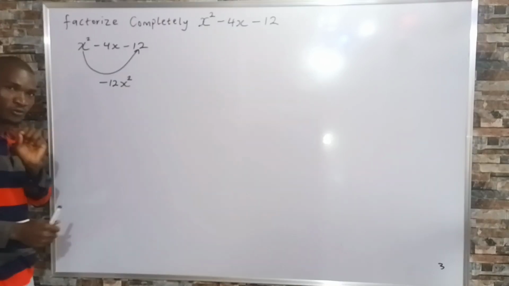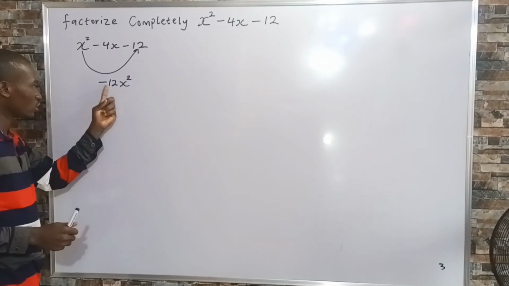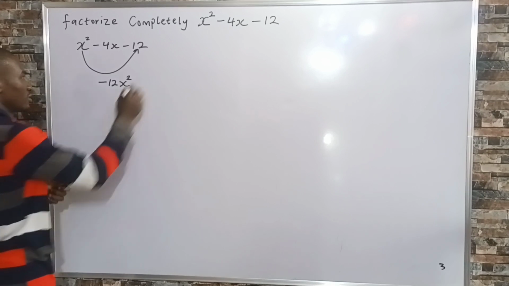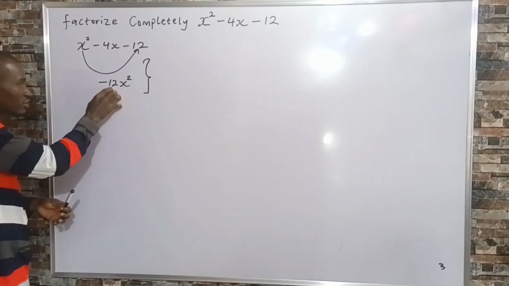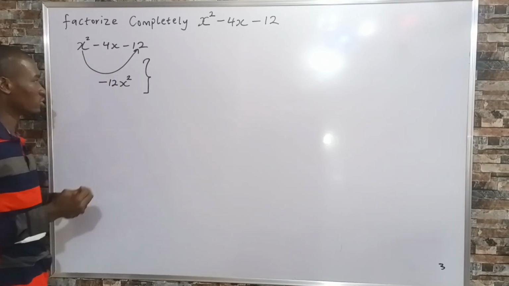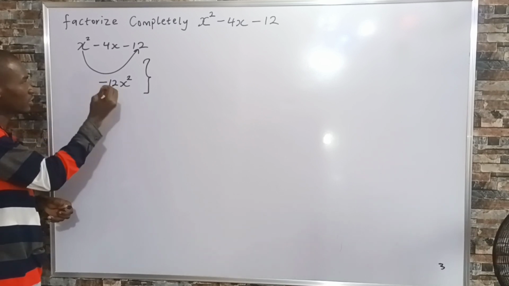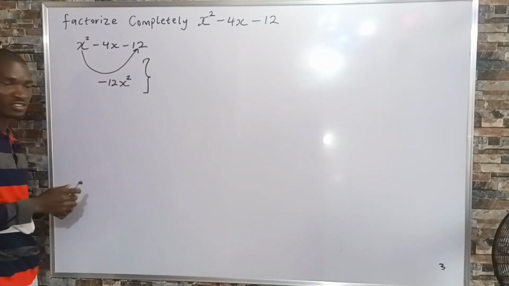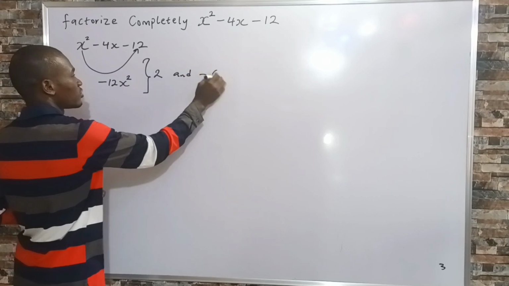I repeat, look for two factors that when you multiply them, it's going to give you negative 12x squared. Then when you add them, it's going to give you negative 4x. The best way to do that is to look for all the two factors of negative 12. So out of all the two factors of negative 12, select the ones that will satisfy the multiplication rule here and satisfy the addition rule here to give you negative 4x. And the two factors are 2 and negative 6.